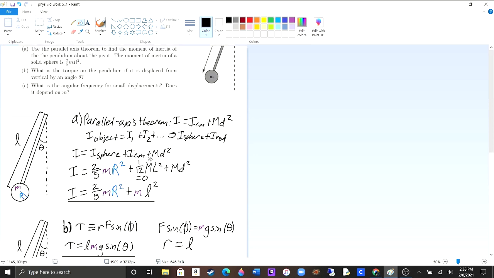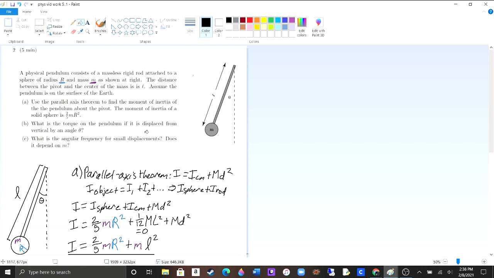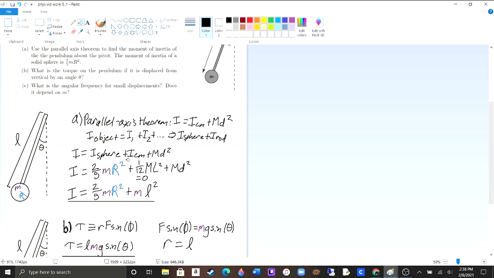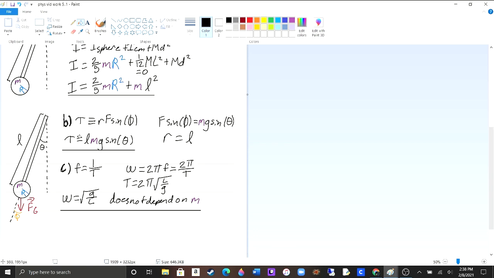For part B, it's asking what is the torque on the pendulum if it is displaced from the vertical by an angle theta. So we have theta right here, and we know that torque is always equivalent to the radius times the force times sine of this angle right here, which is the degrees away from the direction that this thing is pointing. In this case, it's the same as theta, and it is positive because this is clockwise from vertical.